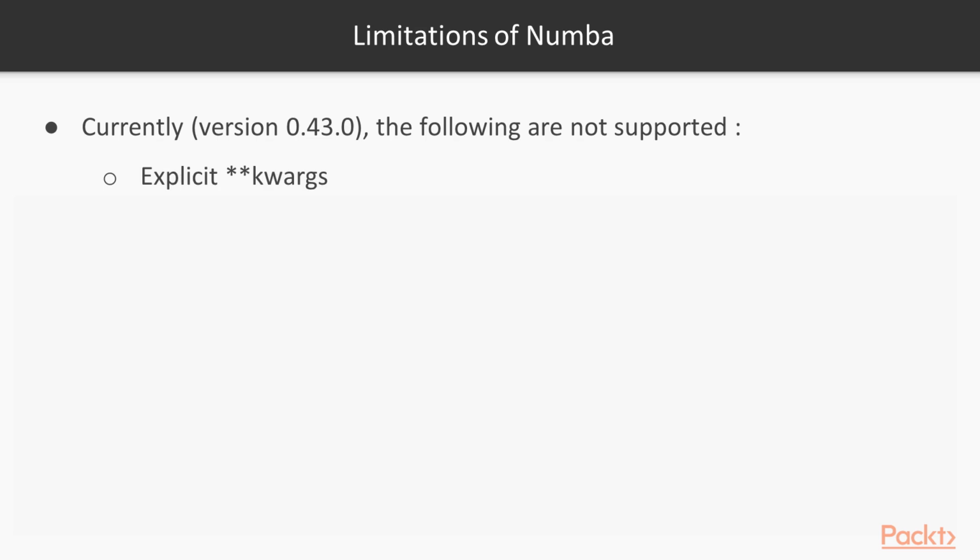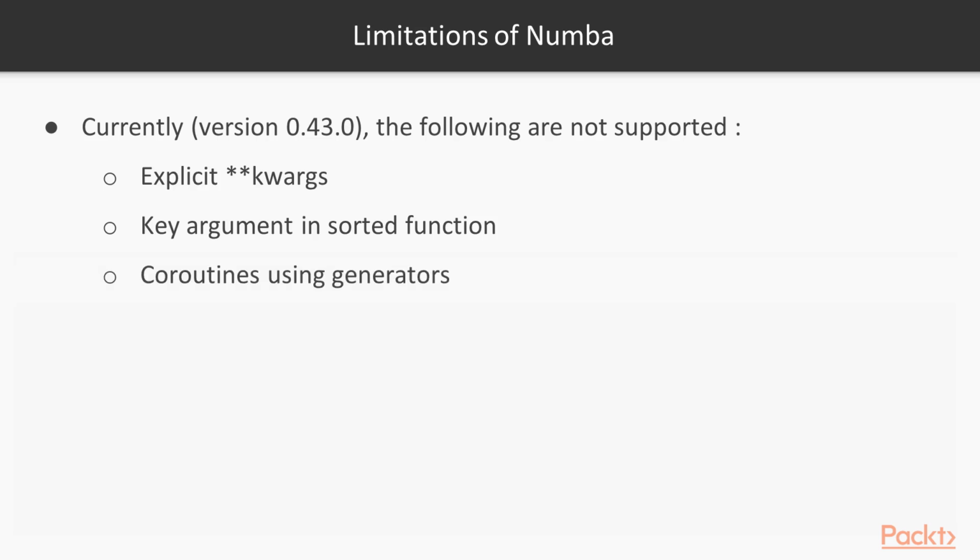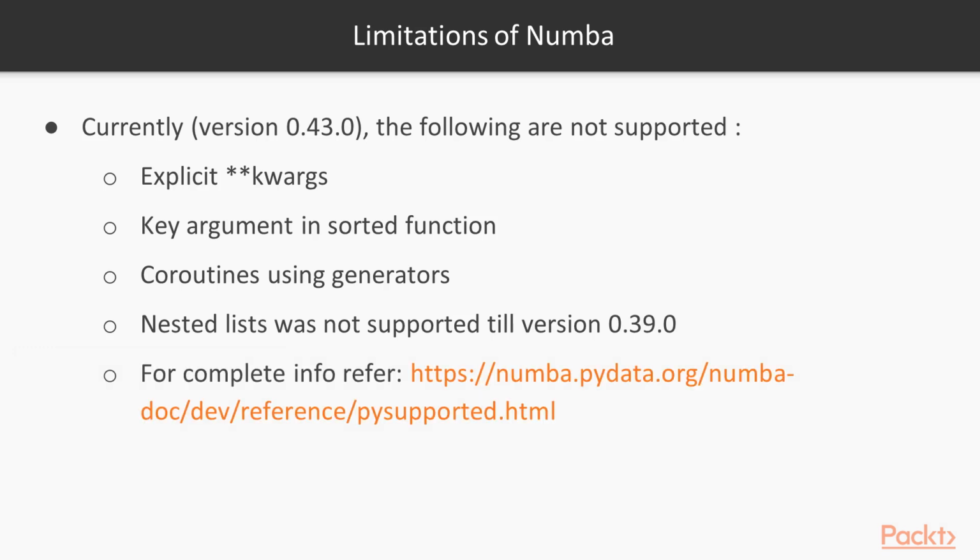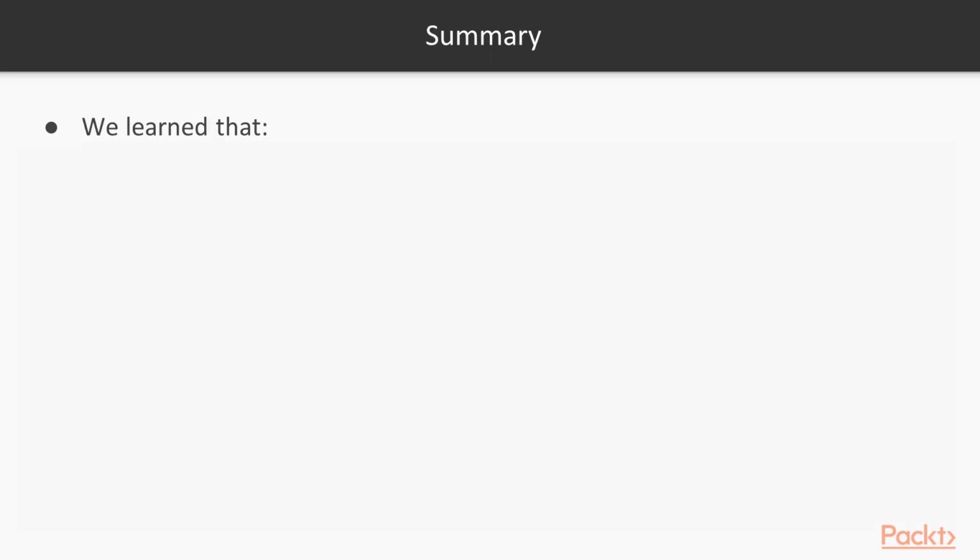Explicit keyword arguments for your functions, the key argument in the sorted function. So basically you cannot use the sorted function with the key argument. You cannot create coroutines using generators. Also, nested lists were not supported up until version 0.39.0. For a complete list of the various data types and Python features that are supported and not supported, you can refer to this link.